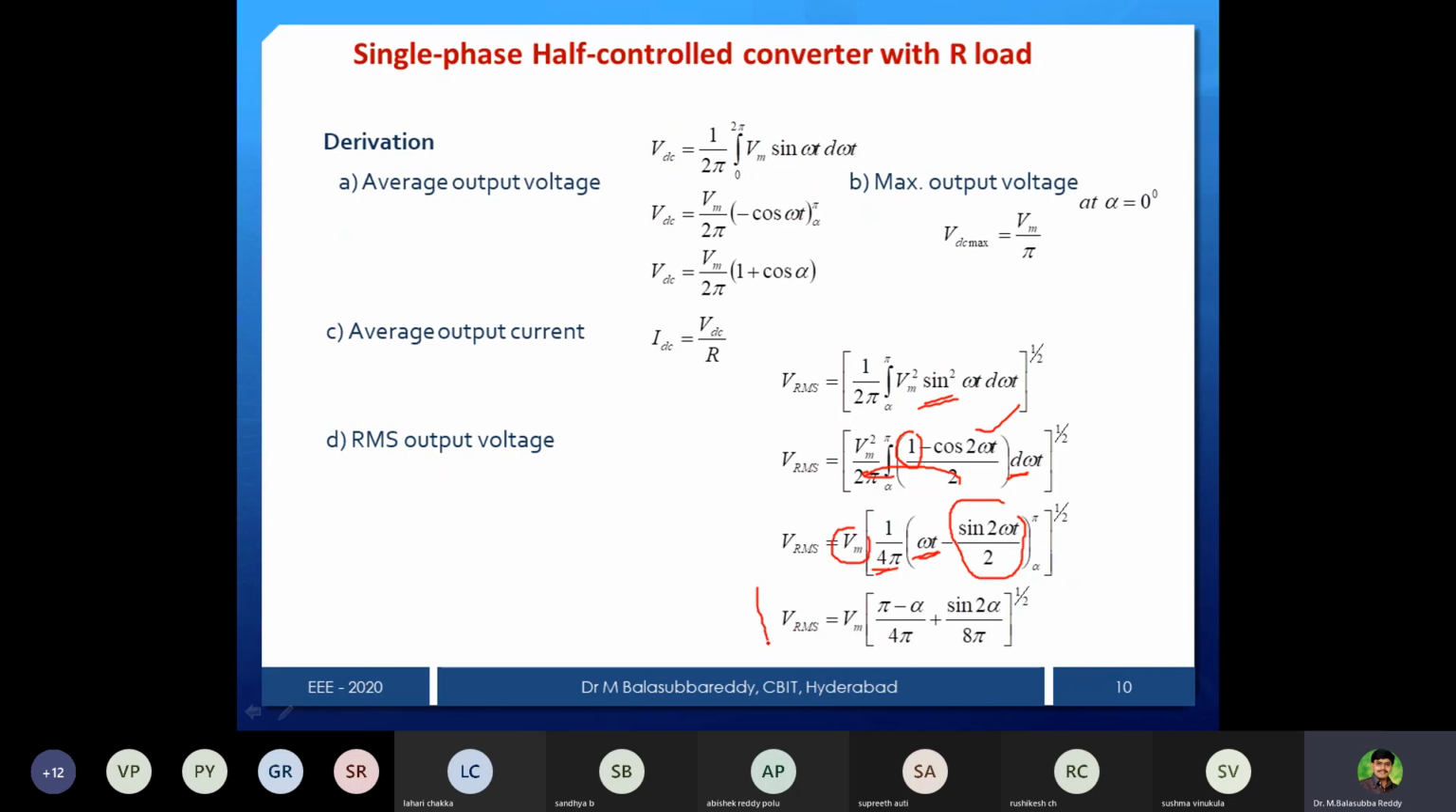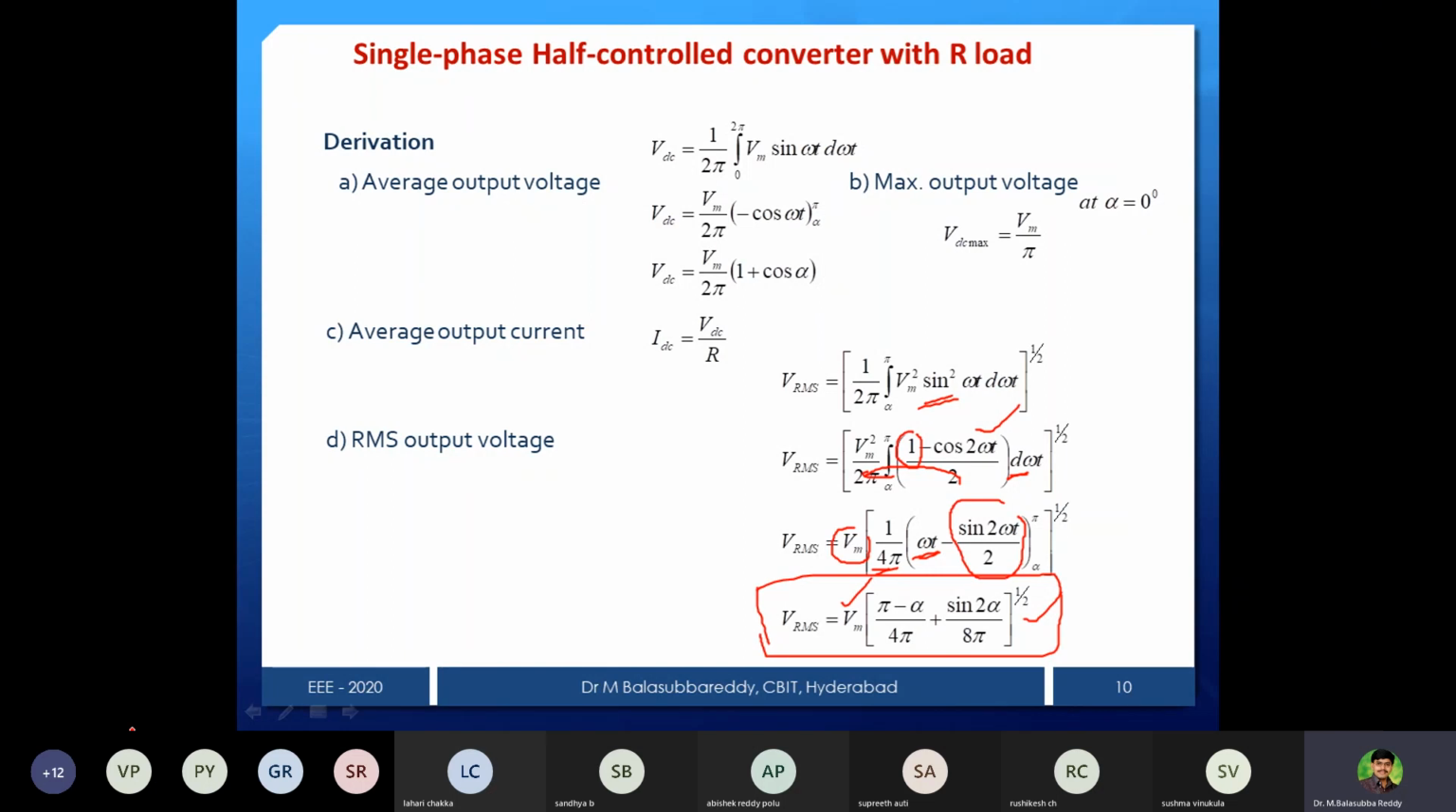If we substitute that, what is the Vrms? Vrms of half wave or one pulse converter with R load will give Vm into pi minus alpha by 4 pi plus sine 2 alpha by 8 pi, whole power 1 by 2. So this is the Vrms.